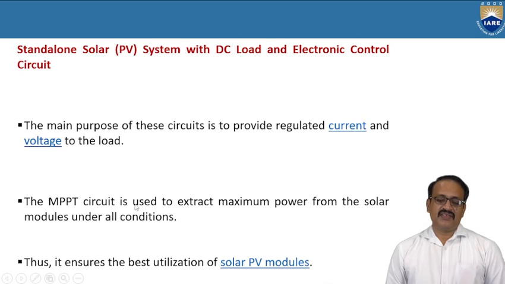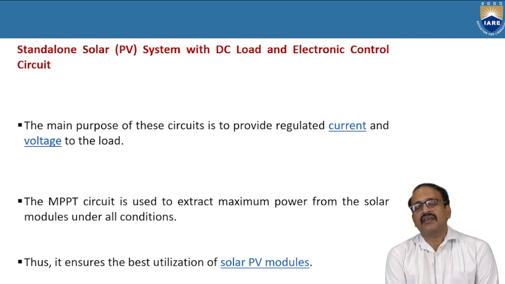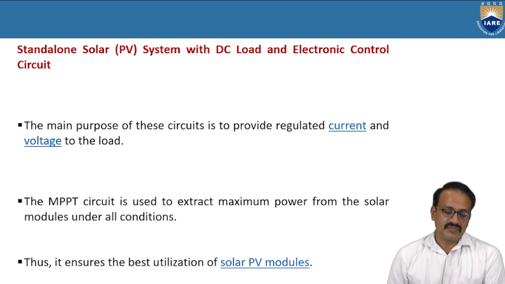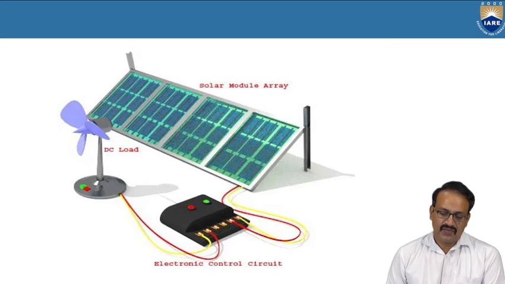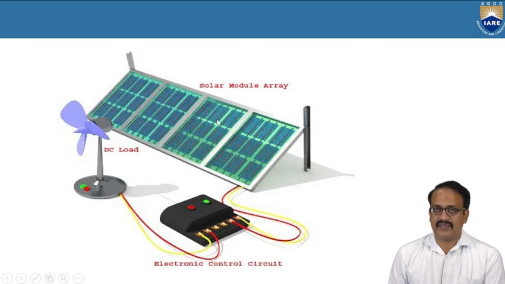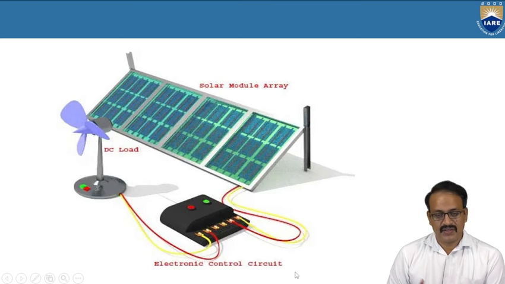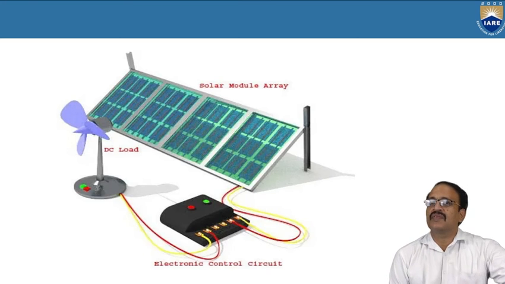The main purpose of this circuit is to provide regulated current and voltage, so the proper required power it will supply. Some equipments are sensitive, so for those types of equipment, this circuit is needed. If you observe here, the array module is the same, the load is the same, and the extra thing is the electronic control circuit. Up to here, it is okay.